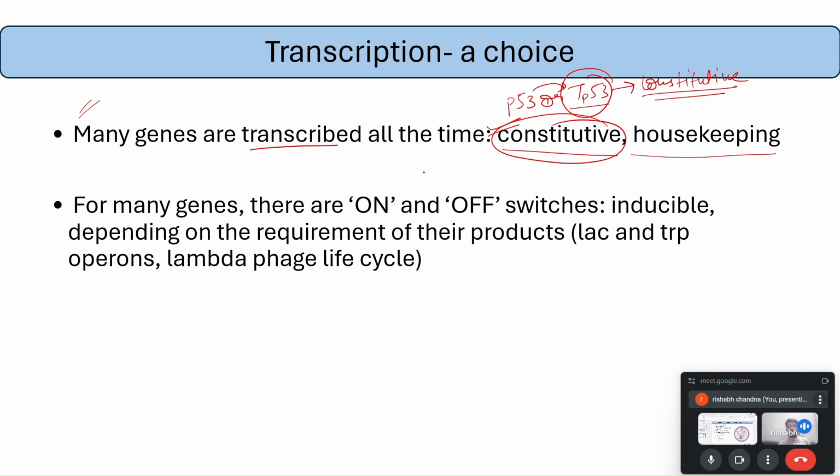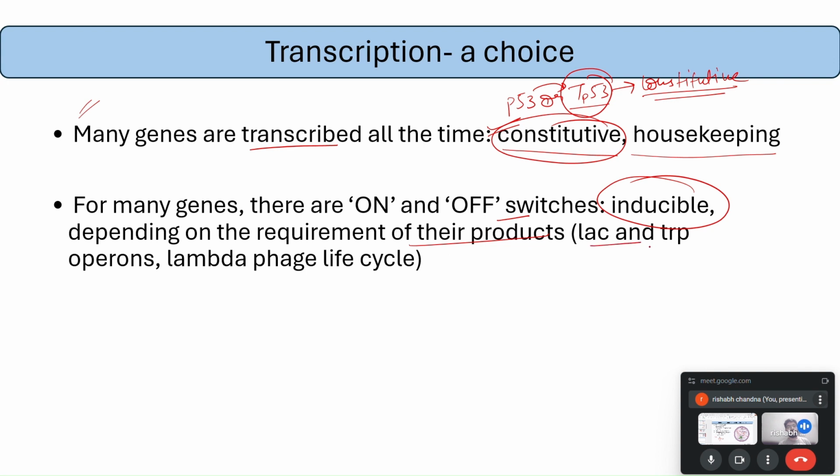Now, for some of the genes, there is an on or off switch; these are called inducible genes. Majorly, the amount of protein that we need depends upon the function of the protein or the environment that the protein is present in. So, it depends on the requirement for their product.